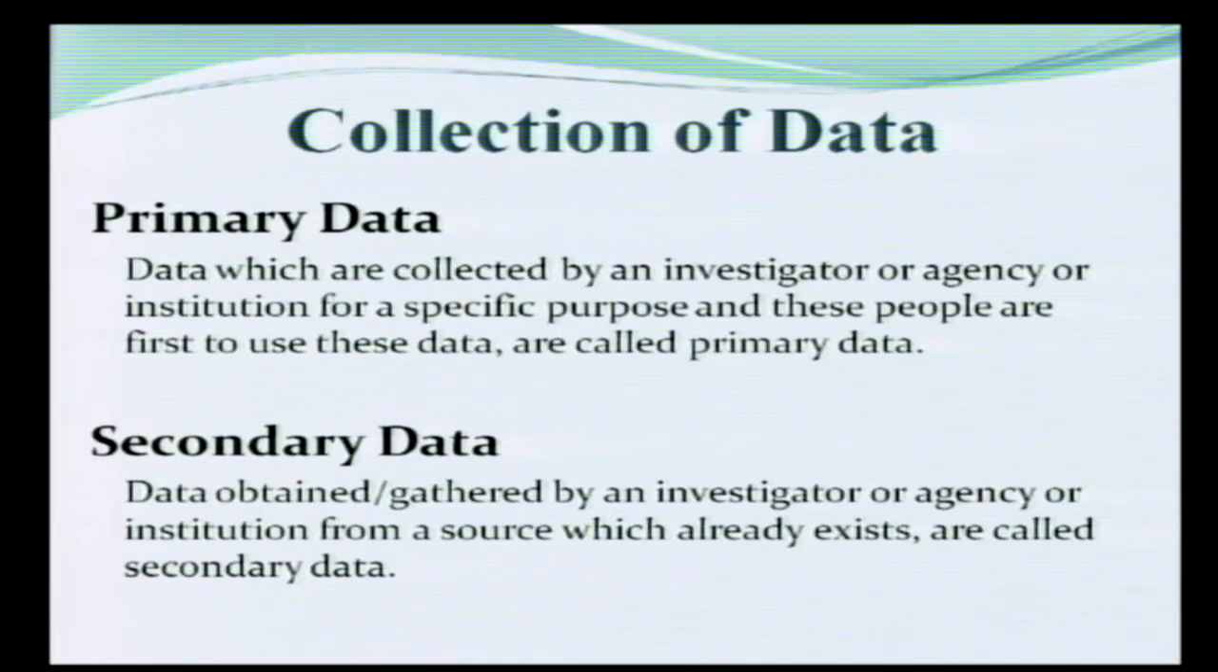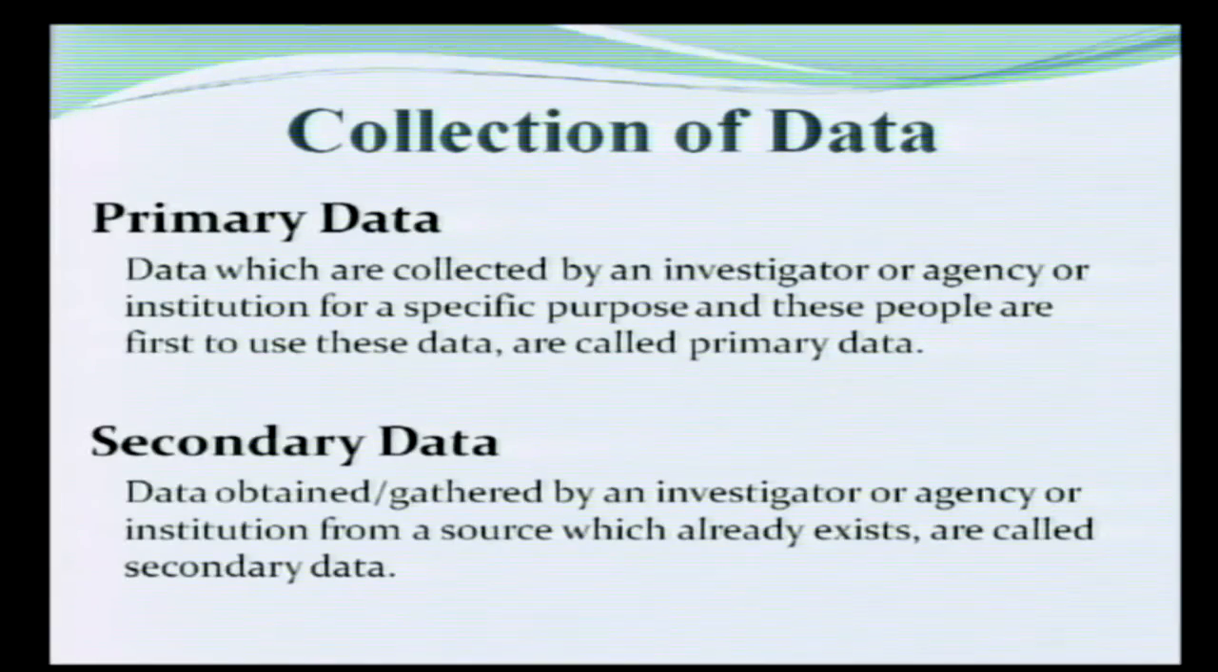So that is known as the primary data. Secondary data is the data obtained or gathered by an investigator, agency or institution from a source which already exists. This kind of data can be used after the collection by another agency or another person. So this is the secondary data.